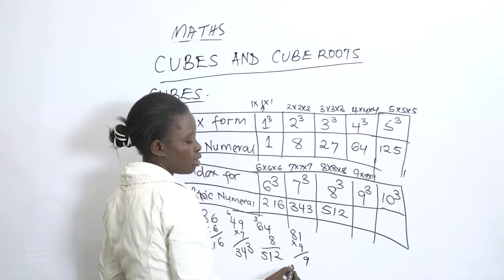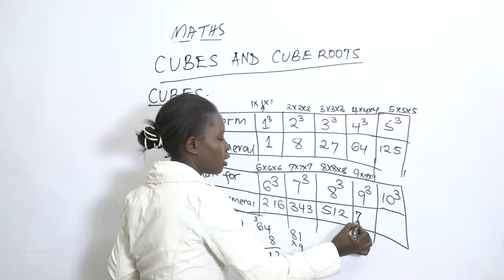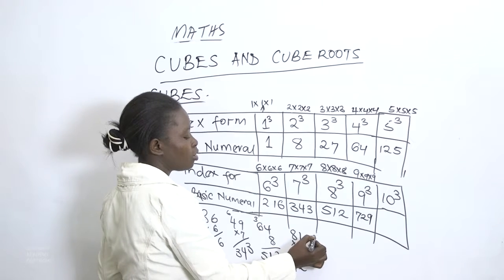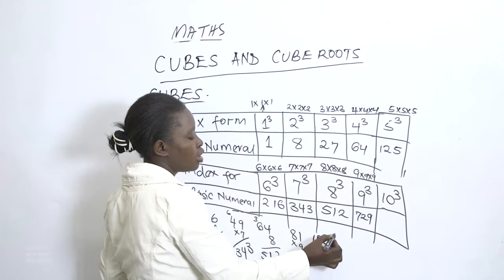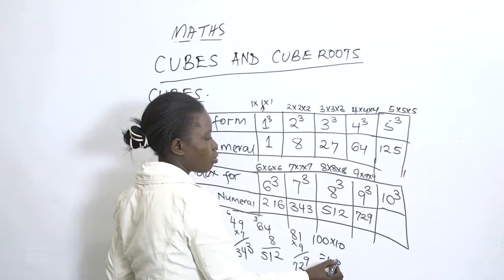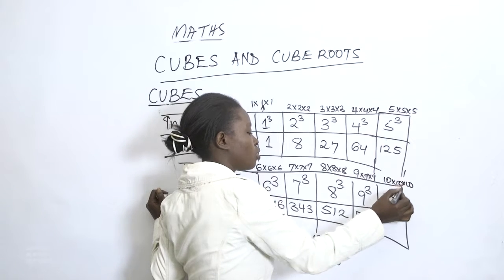8 times 9 is 72. So 9 cubed is 729. Then we have 10 cubed. 10 times 10 is 100. Then 100 times 10 gives us 1,000. So 10 cubed is simply 10 times 10 times 10, which gives us 1,000.